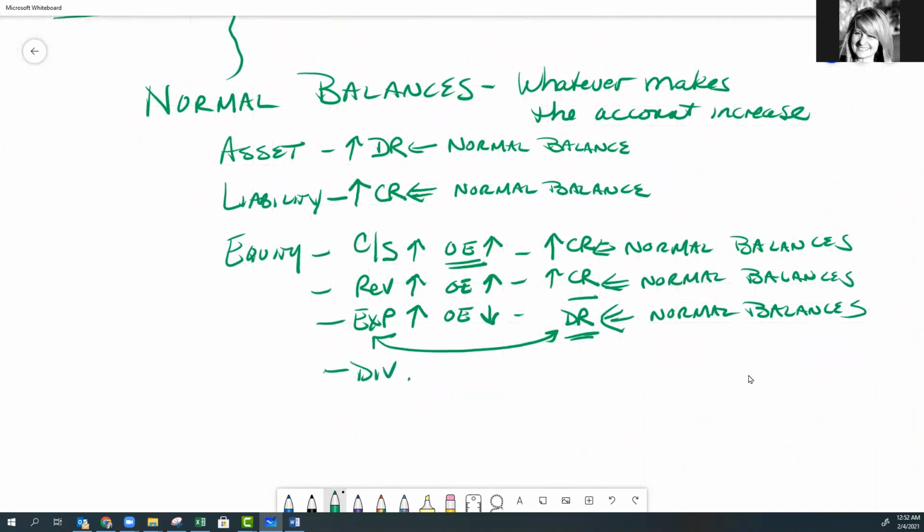Dividends. When dividends go up, owner's equity goes down. How do we make owner's equity go down? With a debit. Owner's equity is on the right, so it will go up with a credit and down with a debit. So the normal balance of our dividend account is a debit balance.